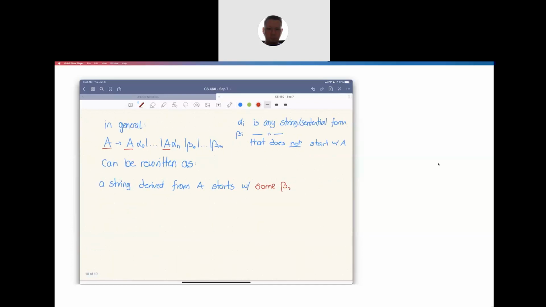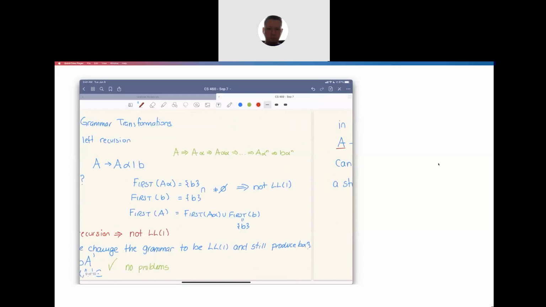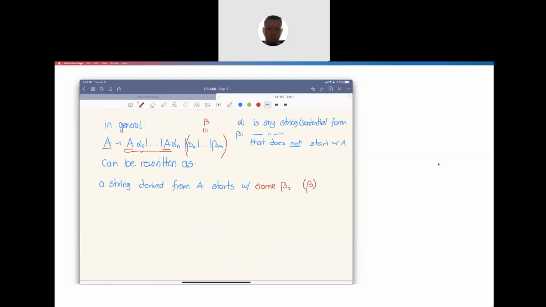Because now we can just pretend. What if I did this? And we just called that beta, right? So then we can say a string derived from A starts with beta. And what is beta? That's just a choice between beta 1, beta 2, beta 0, beta 3, etc., right? But this stuff here, we could rewrite as this. And then just call that alpha. So basically now we have A, alpha, or beta.